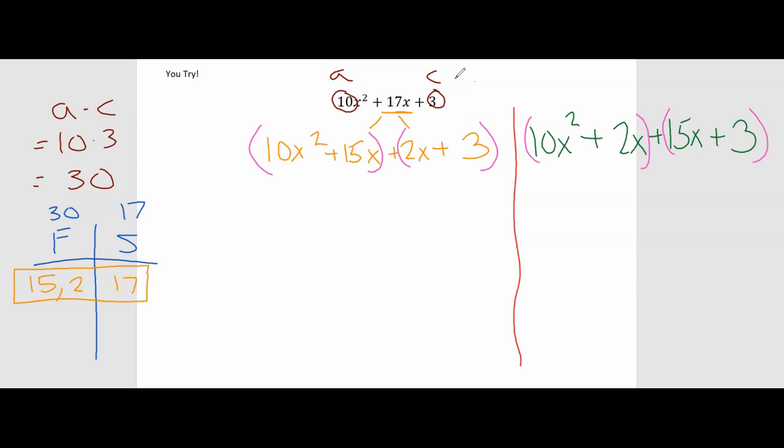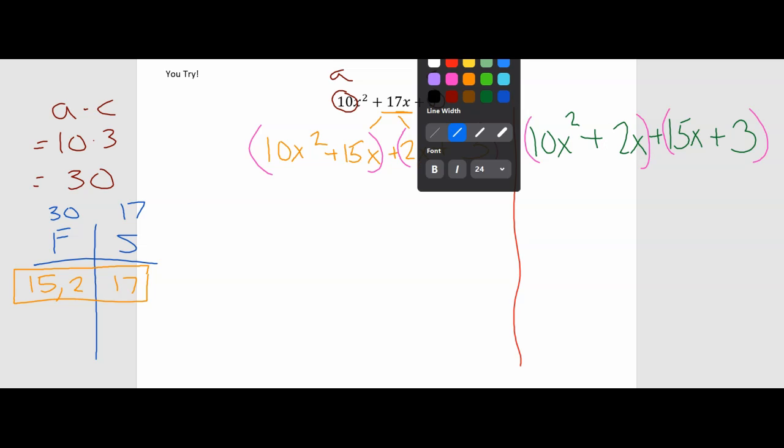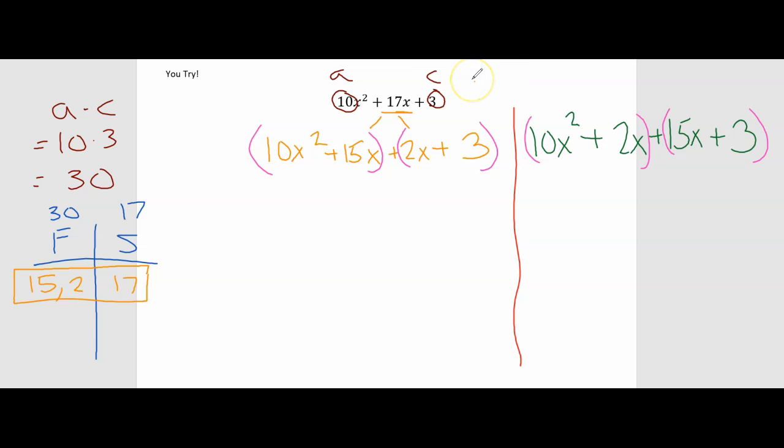And I'm going to find the greatest common factor. I'm going to start with the orange. The greatest common factor of the first set of the orange parentheses is 5x. If I divide 10x squared by 5x, I get 2x. If I divide 15x by 5x, I get 3. Now, if I look at this second set of parentheses, the greatest common factor here is just 1. So I'm just going to have a 1 on the outside, and the inside is going to stay the same, because if I divide 2x by 1, I get 2x. If I divide 3 by 1, I get 3.